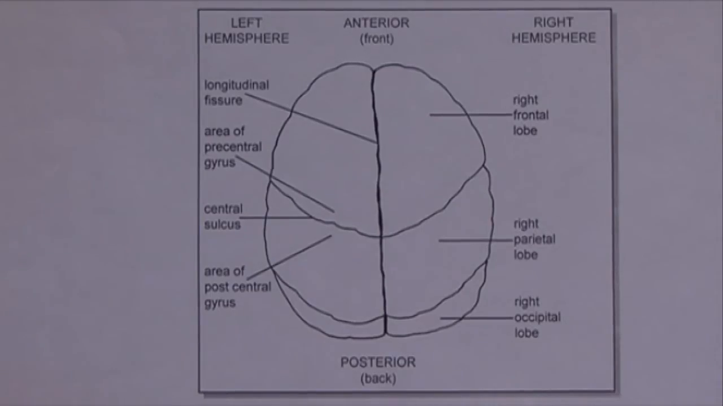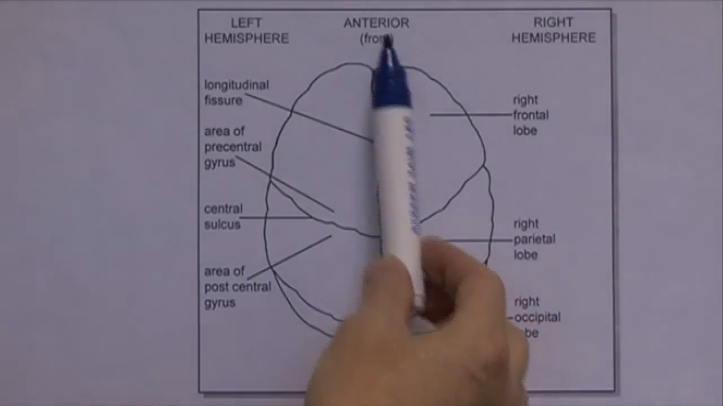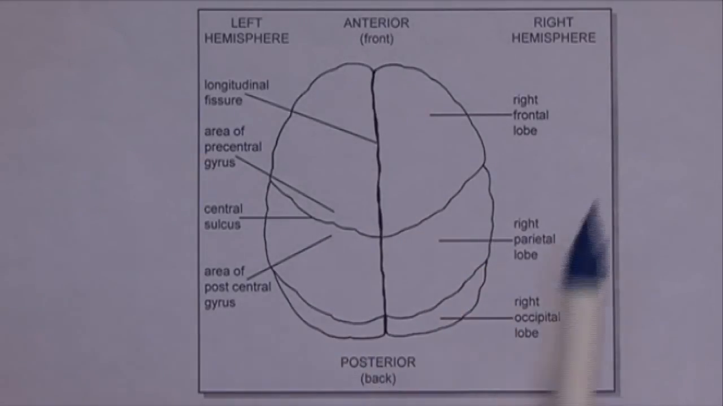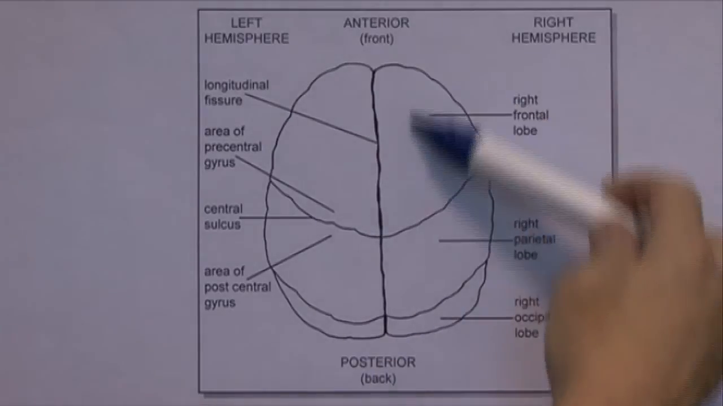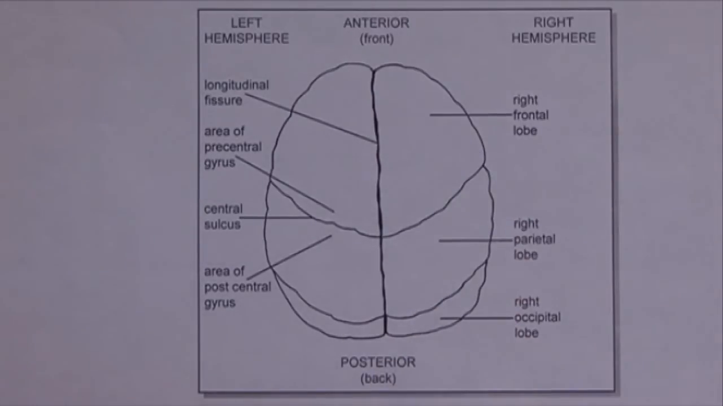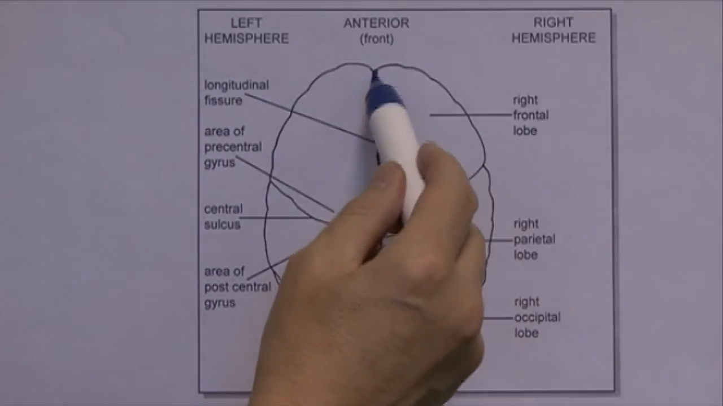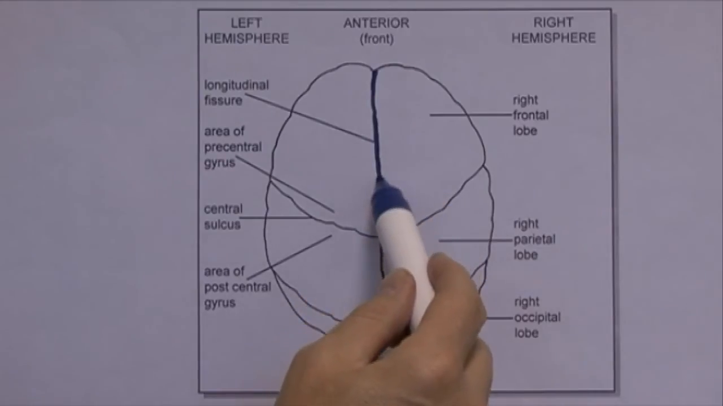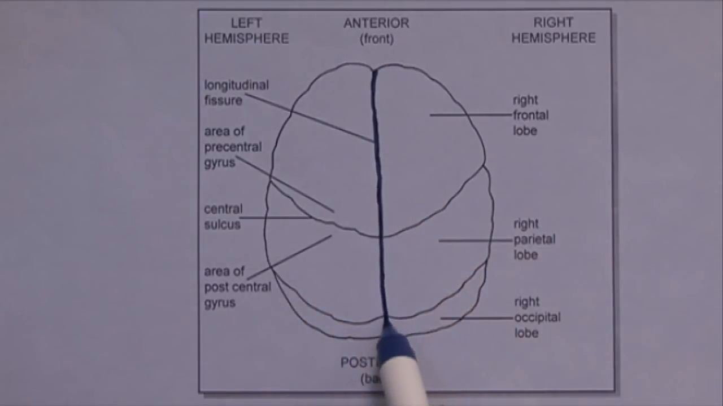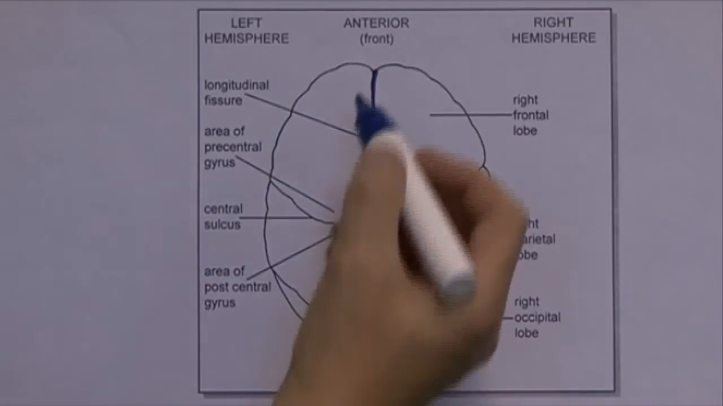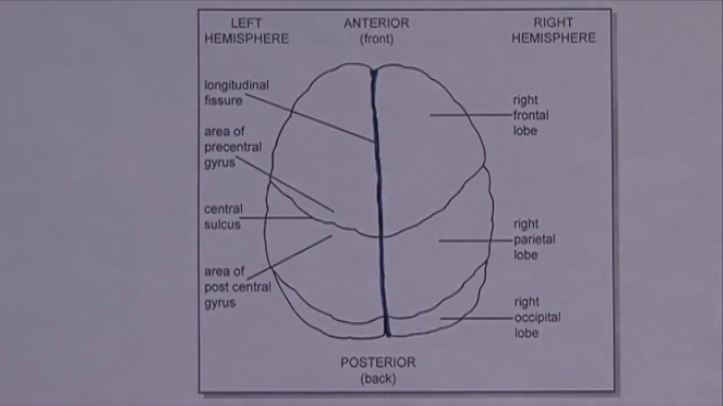So here we're looking at the two cerebral hemispheres from above. This is the front and this is the back. So that means this is the right cerebral hemisphere on this side and the left cerebral hemisphere on that side. And we notice that the two hemispheres of the brain are separated by a longitudinal fissure. A fissure is just a bigger gap than a sulcus. So there's a bigger gap separating the two sides of the brain.